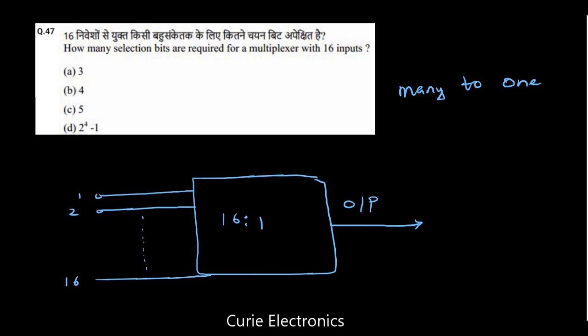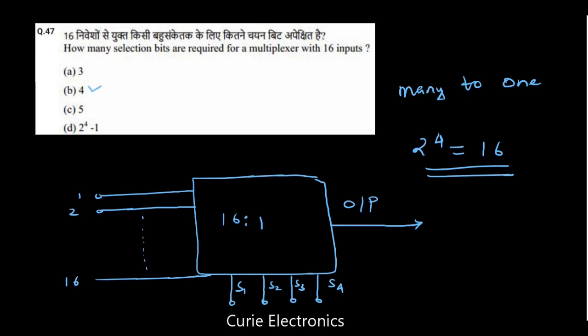So how many bits? If you have a 4 bit selection line, then out of these 16 we can select any of the inputs. Let these be S1, S2, S3, S4. So 2 to the power 4 will give how many combinations? It will give 16 combinations. So we need 4 select lines. Answer is option B.